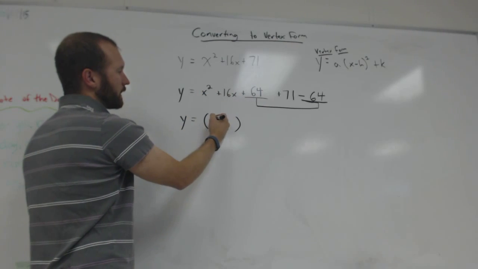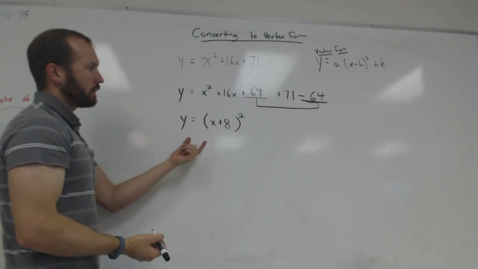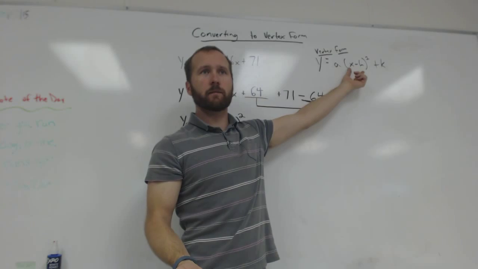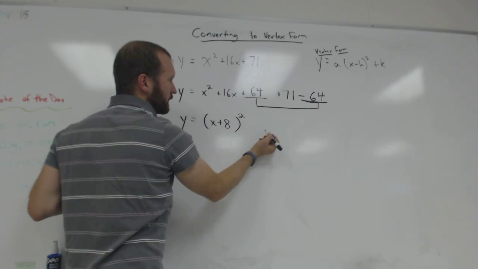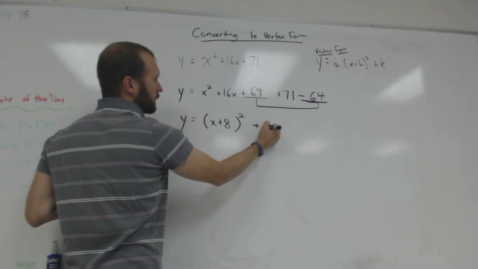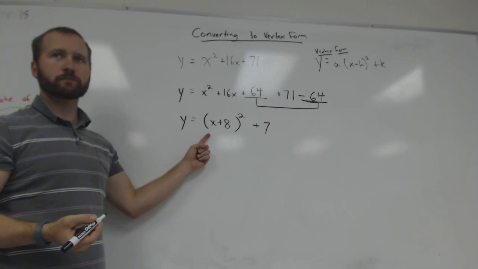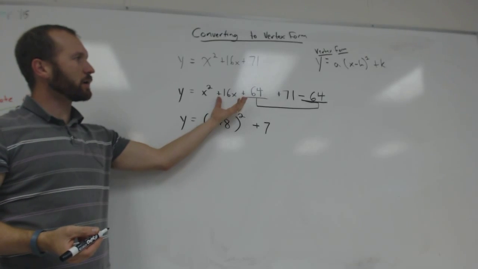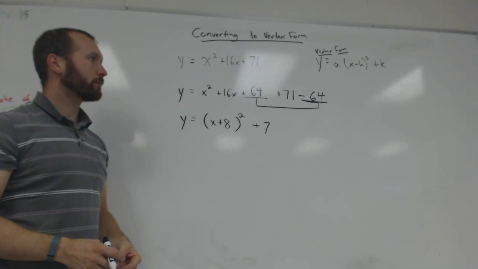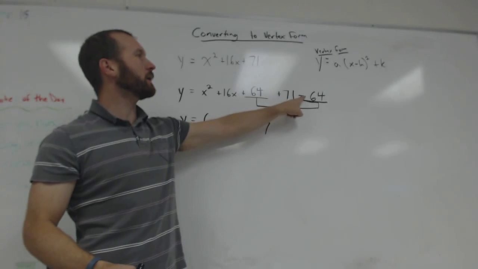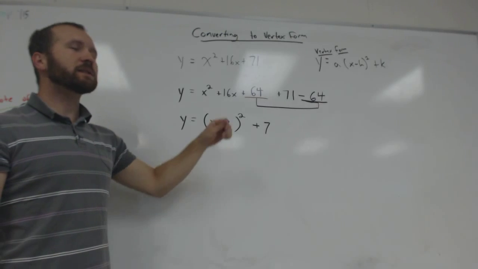Okay? So now the next step: you have to figure out a perfect square for these first 3 terms. The perfect square here is (x plus 8) squared. That looks a lot like vertex form. And over here I have plus 71 minus 64, so I have a total of plus 7. And that's vertex form. I found a perfect square here, and my constant changed over here. What happened to 71? The 71 minus 64 became 7. I get it.